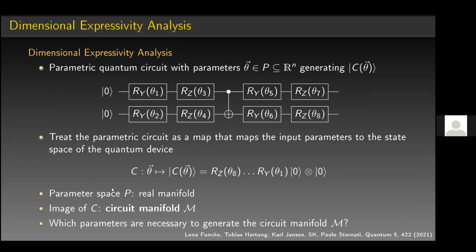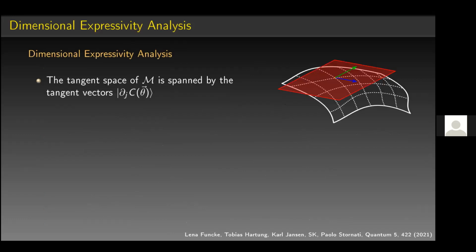In particular, I have my parameter space P, which for all practical purposes is a real manifold. And my circuit manifold is nothing but the image of this map C. The question we want to ask is, which of these parameters are necessary to generate the circuit manifold? You could imagine a situation where you can get rid of one, two, or maybe even more of those parameters, and you would still perfectly generate the same circuit manifold. In that sense, you found a redundant gate because it doesn't contribute to the circuit manifold.